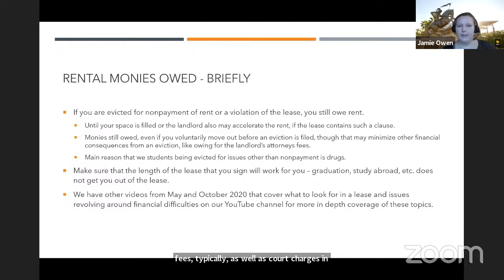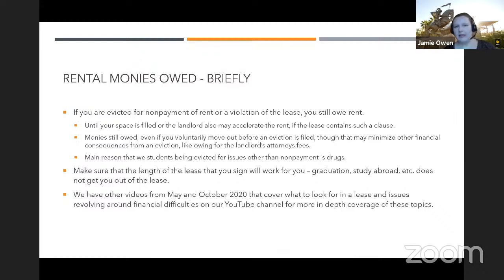And the main reason we see students be evicted for other things besides non-payment is drugs. So the landlord says that they're going to be doing inspections. They come around and they find your paraphernalia sitting on your bedside table, your water pipe, or whatever it is. And a lot of leases have zero tolerance, and there you go.